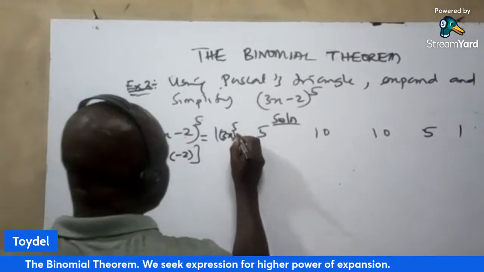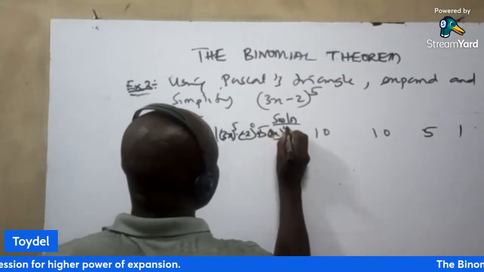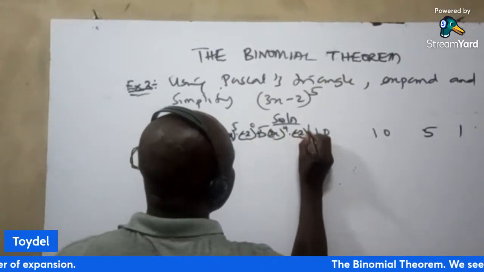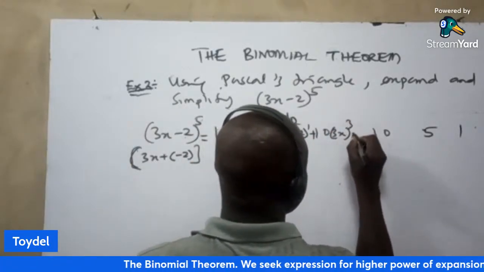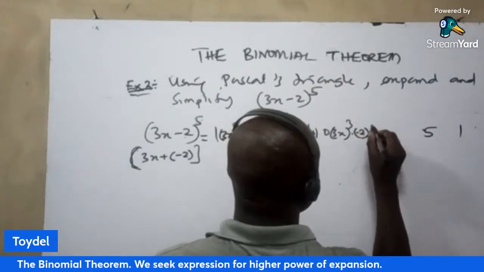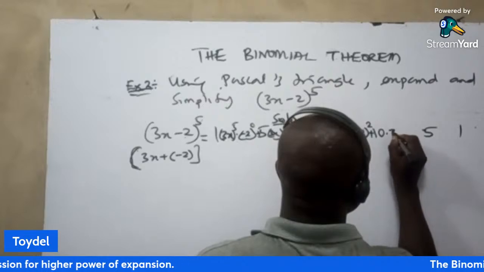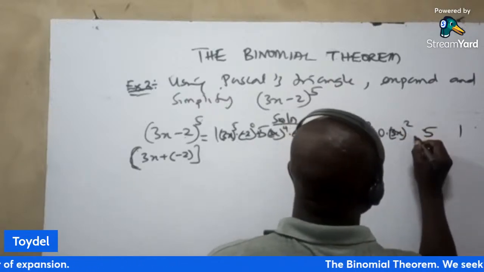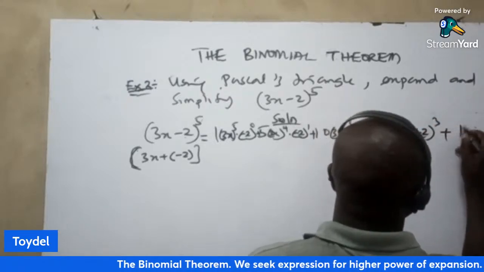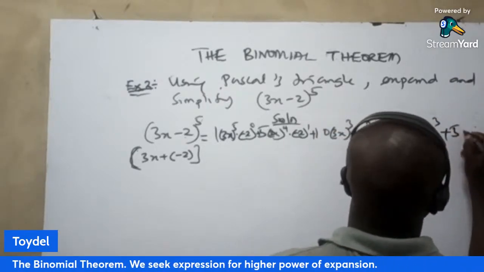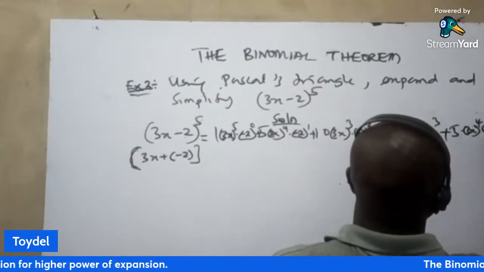3x raised to power 5, then multiply by minus 2 raised to power 0, plus 3x raised to power 4 multiplied by minus 2 raised to power 1, plus 3x raised to power 3 multiplied by minus 2 raised to power 2, plus 10 into bracket 3x raised to power 2 multiplied by minus 2 raised to power 3, plus 5 into bracket 3x raised to power 4 multiplied by minus 2 raised to power 4.